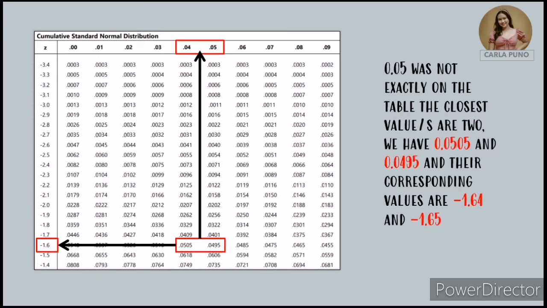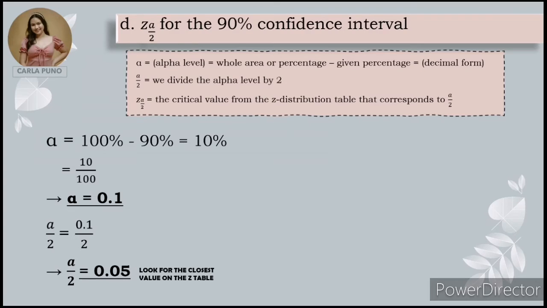Our value 0.05 was not exactly on the table. The closest values are 0.0505 and 0.0495, and their corresponding values are negative 1.64 and negative 1.65. Back to our problem, based on the table, the value 0.05 has two closest values. We have 0.0505 and 0.0495, and their corresponding values are negative 1.64 and negative 1.65.